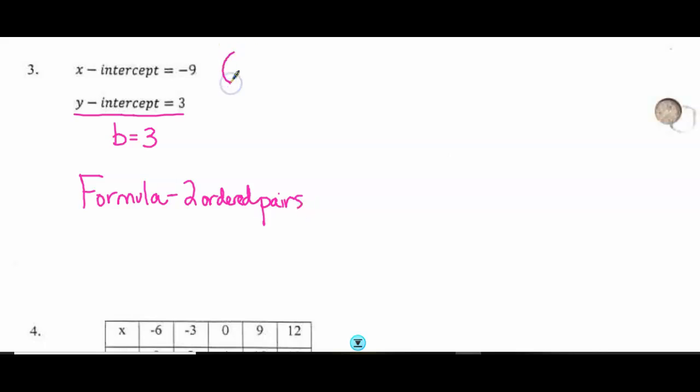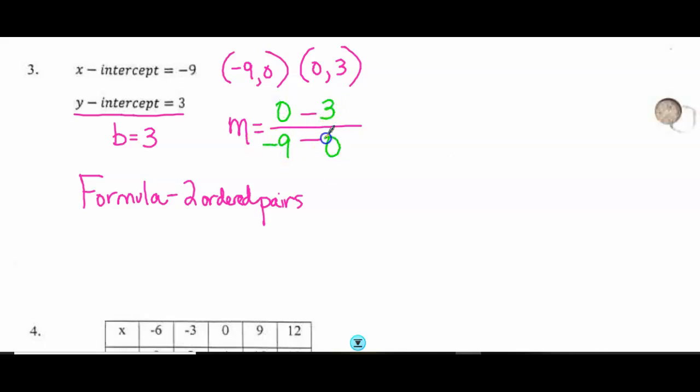So x-intercept of -9 is (-9, 0). A y-intercept of 3 is the ordered pair (0, 3). So those are our 2 ordered pairs. We're going to put this in the formula. Minus and minus. So I'm going to put 0 minus 3, and -9 minus 0. I don't have to change anything here. There's no minus, so this would be -3 over -9. And that simplifies. You always have to simplify, to 1/3.